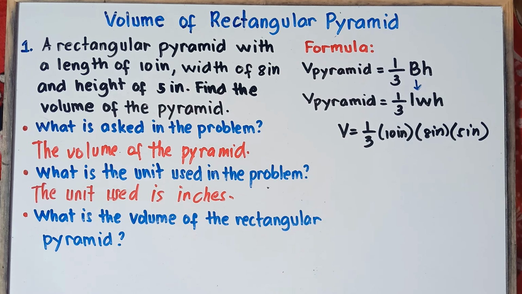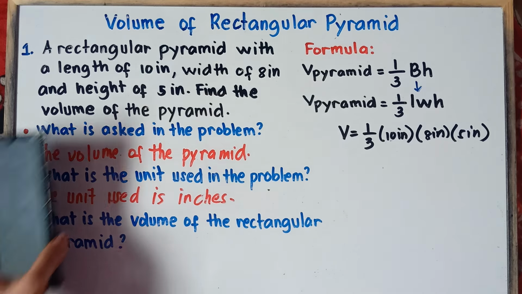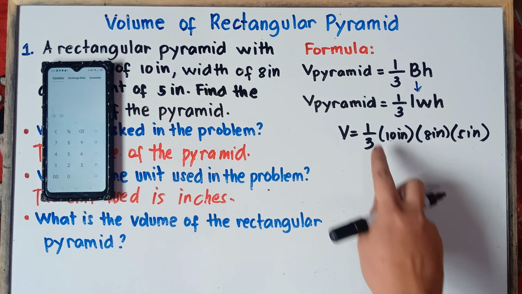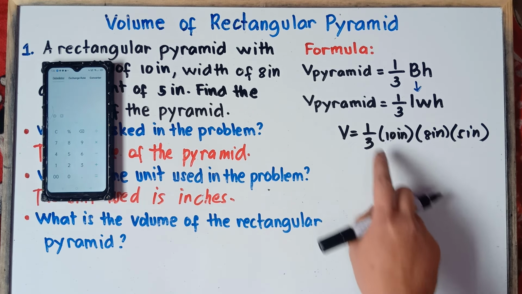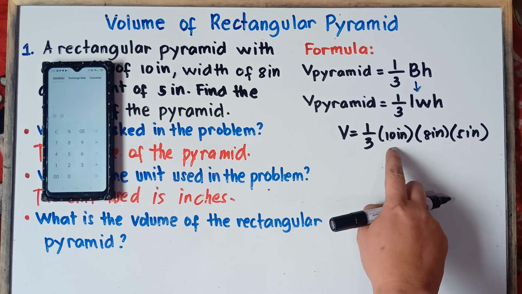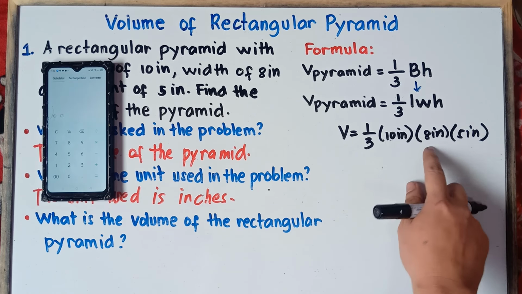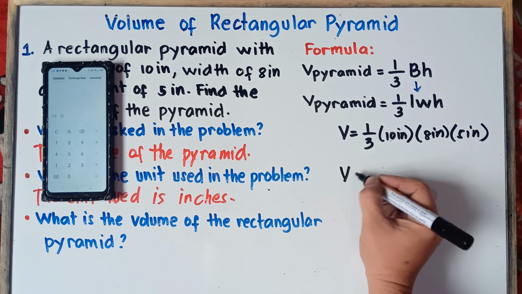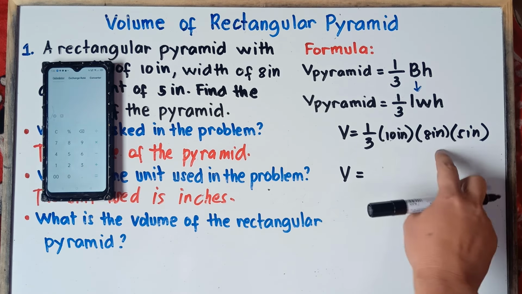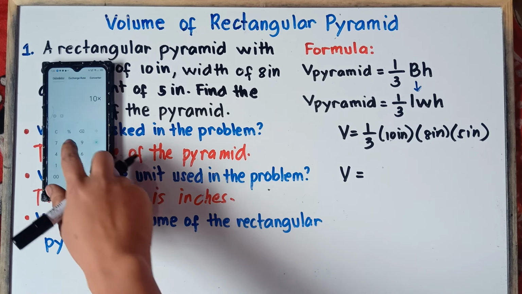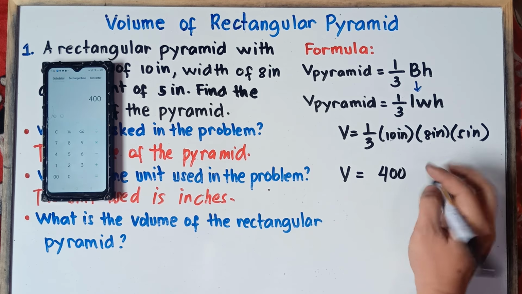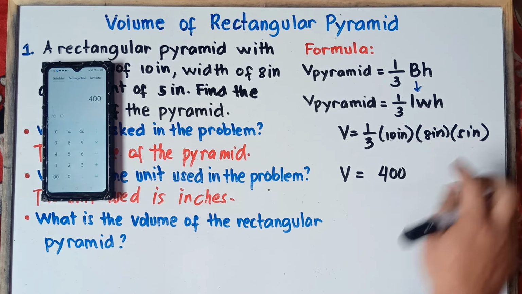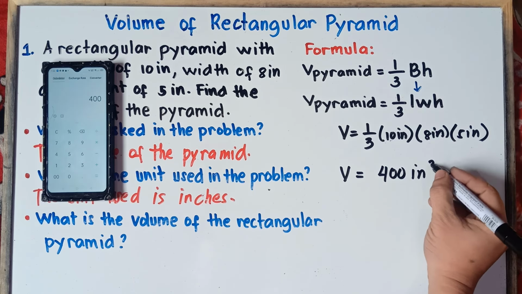Alright, and then simply multiply this one, class. Use your calculator. 1 times 10 times 8 times 5. We can ignore 1 because 1 times 10 is still 10. So simply multiply 10, 8, and 5. 10 times 8 times 5, the answer is 400. And then inches times inches times inches would be cubic inches.